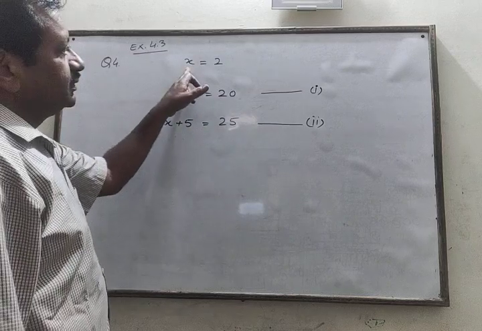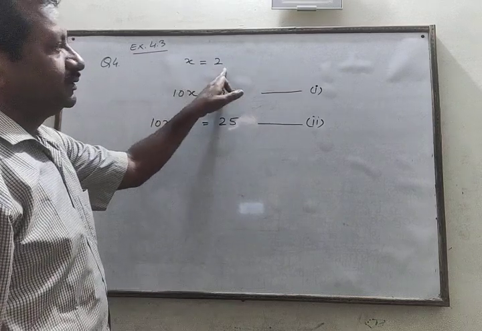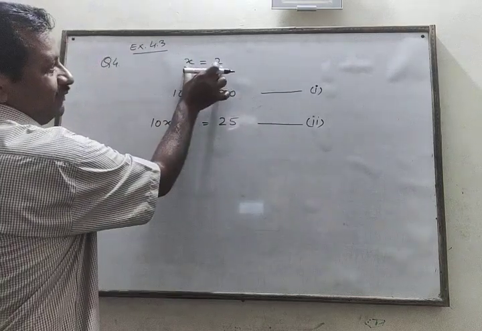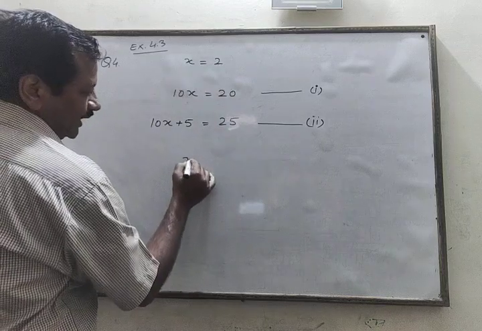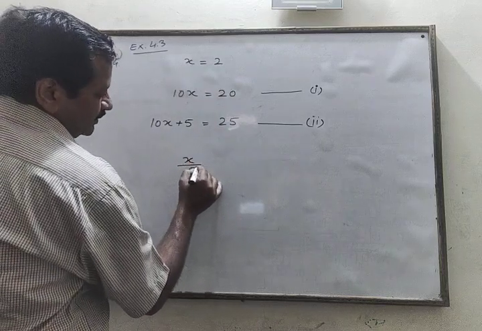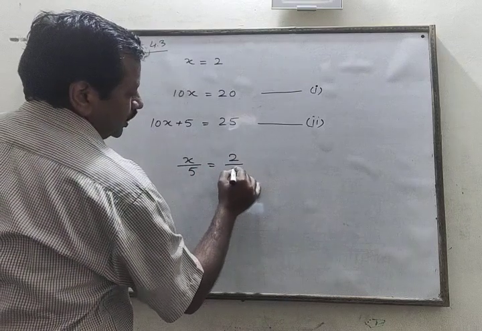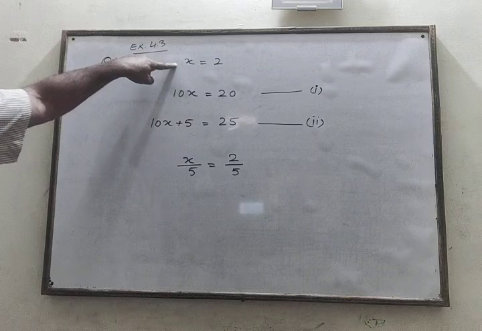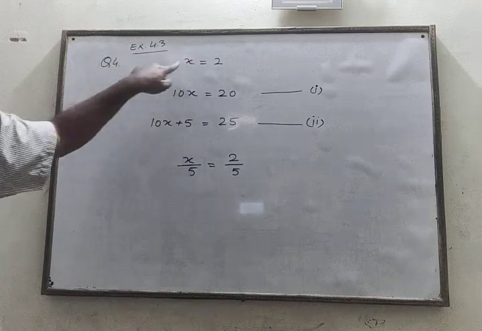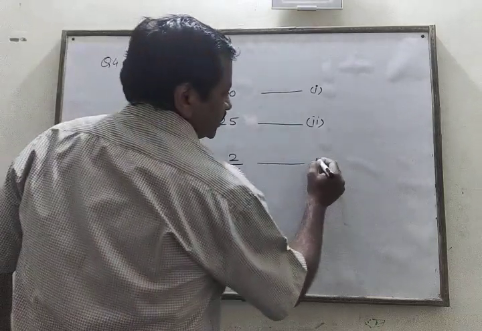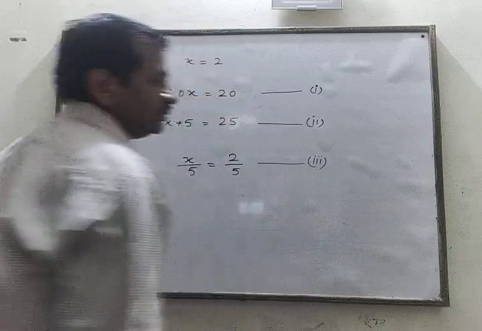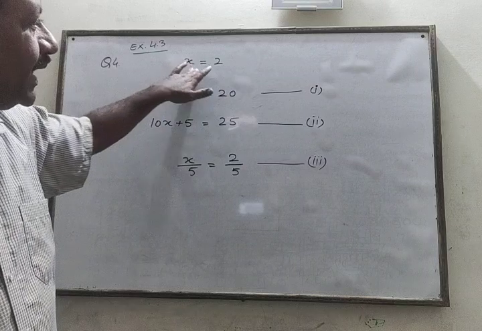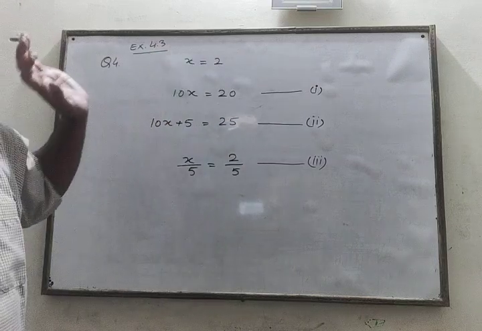I can multiply both sides, or I can divide both sides. I can divide by 5 both sides. So x upon 5 is equal to 2 upon 5. From the basic equation, we can divide both sides by 5. So this is the third equation.